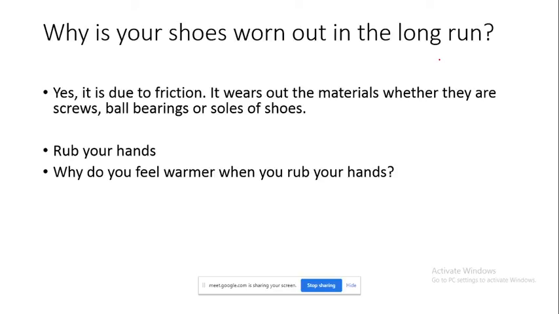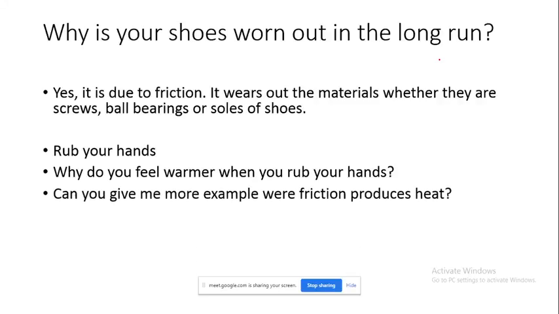So that's why you feel warm when you rub your hands, okay? Can you give me more examples where friction produces heat? Yes, ma'am. If we rub 2 rocks, heat will be produced. Yeah, if you rub 2 rocks, heat will be produced. That's how in ancient times people used to produce fire.